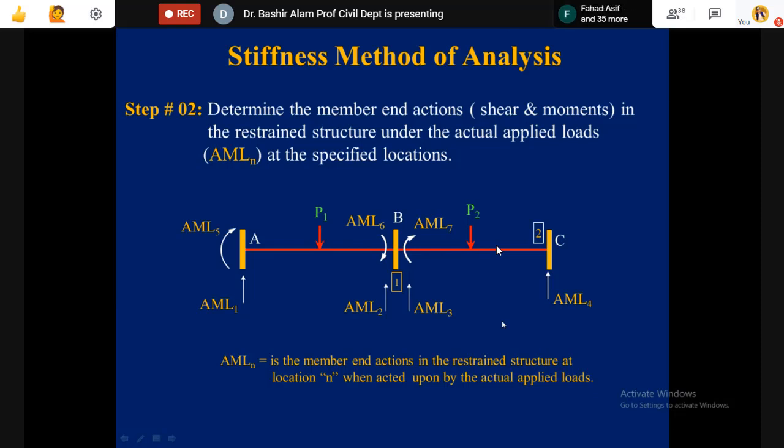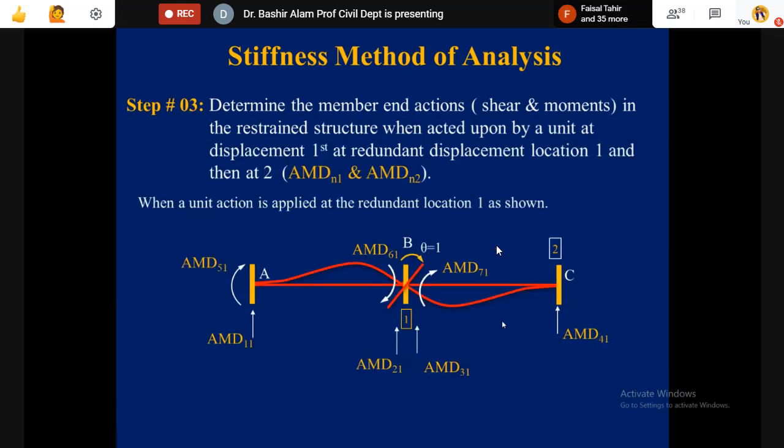Next, the stiffness matrix is generated, and that will give you the first column of the AMD matrix. Instead of AMR, we don't have redundant action, we have redundant displacement. So R is now replaced by D here. You see it is the same restrained structure where unit rotation was given corresponding to D1, and we calculated the member end actions. Those corresponding member end actions become the elements of the AMD matrix.